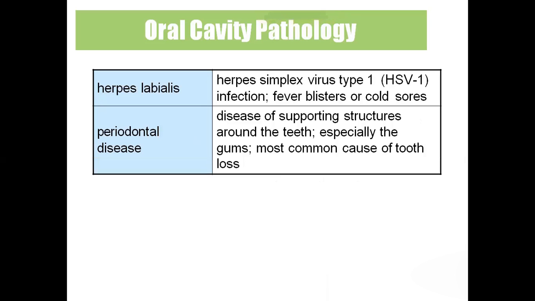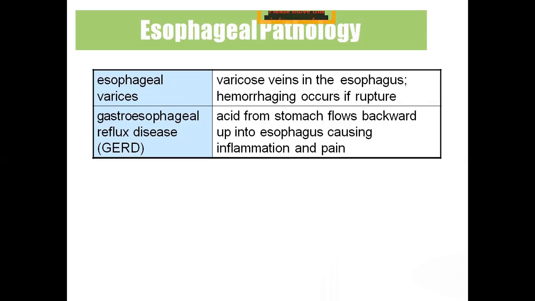And herpes labialis, which is due to herpes simplex virus type 1. The person will get fever, blisters and cold sores. And periodontal disease. This is a disease of the supporting structures around the tooth, especially the gums, and mostly leads to tooth loss.